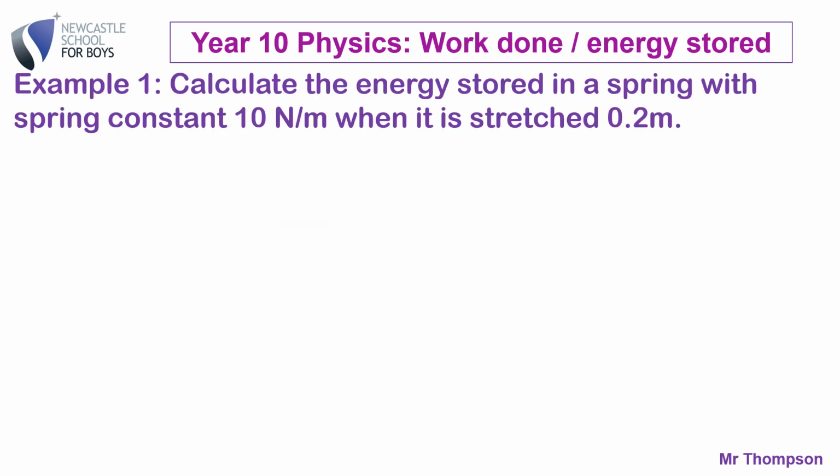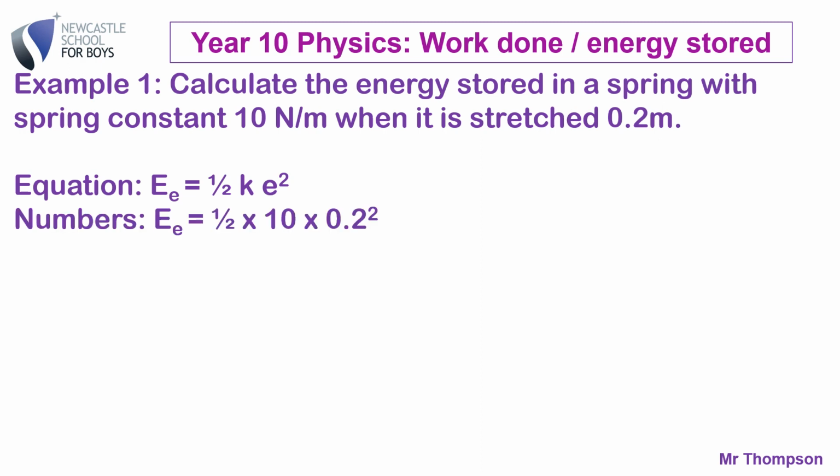Okay, two examples. Calculate the energy stored in a spring constant 10 newtons per meter, stretched by 0.2 meters. Write the equation, put the right numbers in, and you will get the answer and put the right units, joules, on the end. You may want to write this in your book as an example.